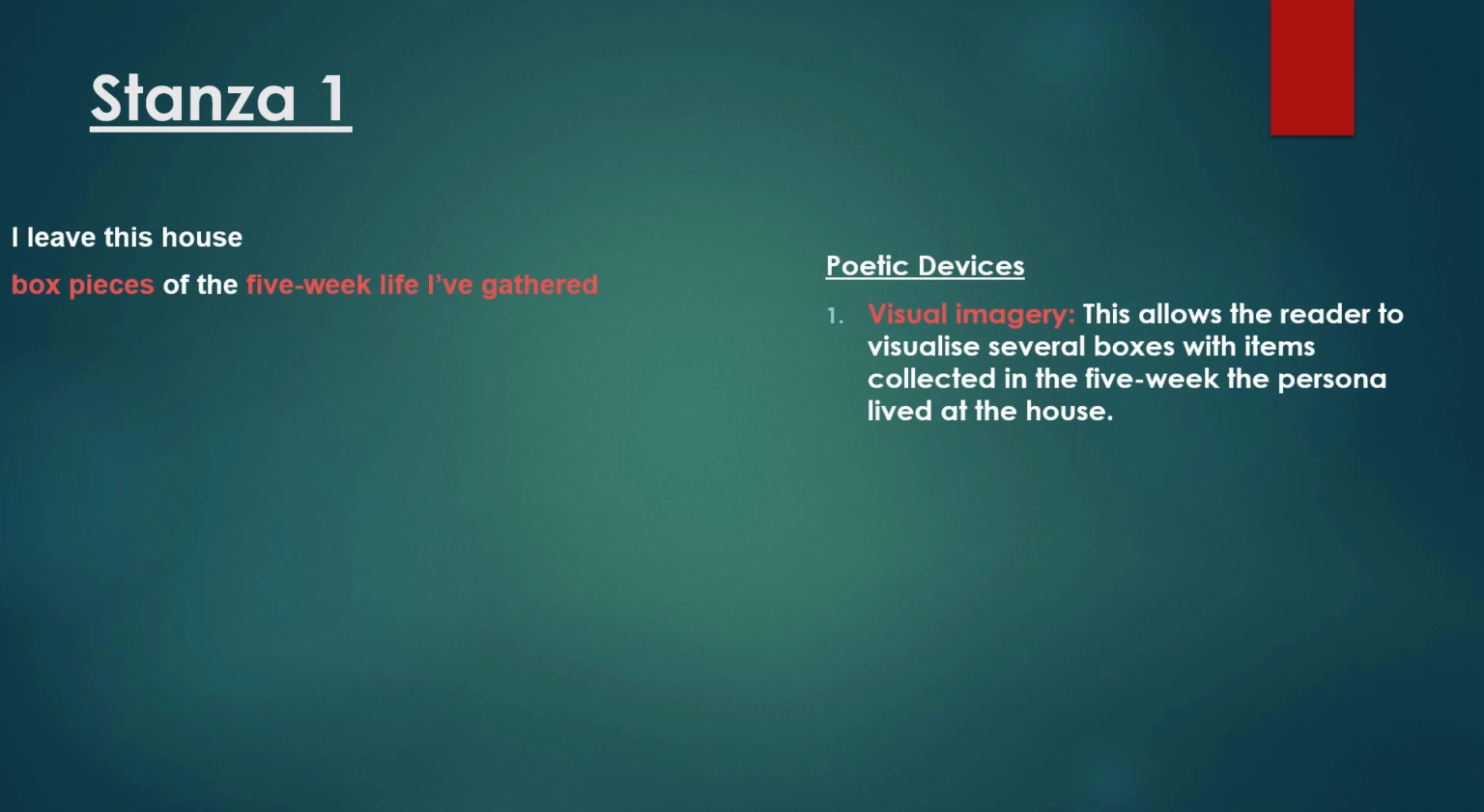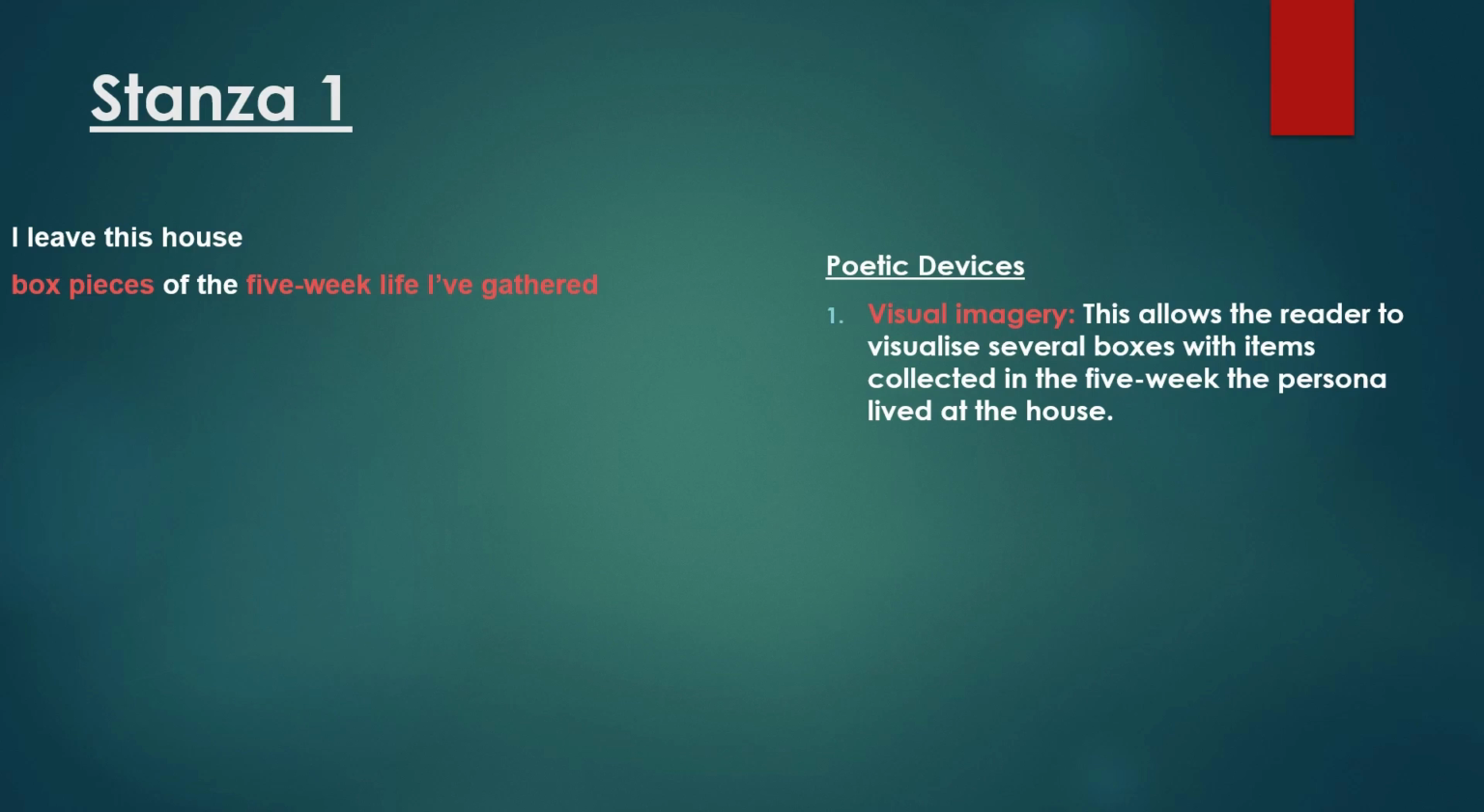So let's begin the analysis of the poem with stanza 1. Stanza 1, we just have 2 lines. It says, I leave this house, box pieces of the 5-week life I've gathered. Okay? So the person is actually moving from one residence to another.